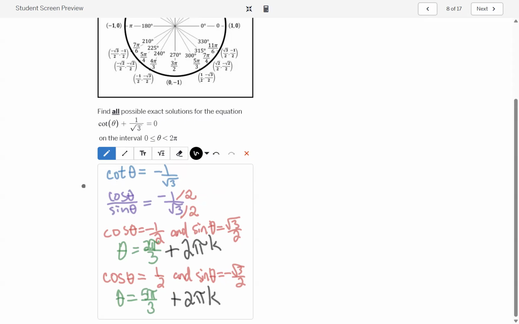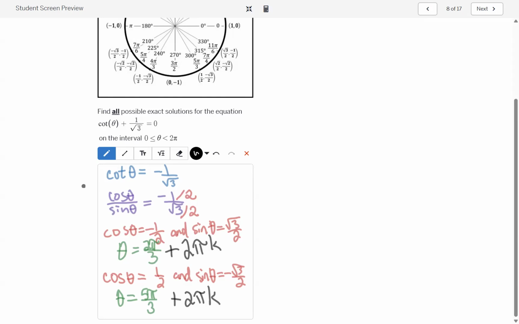So the particular solutions are just the solutions on the unit circle chart. The general solutions are the k formulas that would give me the full infinite list of answers to the equation. So if I plug in 2 pi over 3 and I figure out the cotangent of that, I'm going to get negative 1 over the square root of 3. And then I add that to positive 1 over the square root of 3, and it equals 0. If I plug in 5 pi over 3, same thing will happen. If I plug in an angle that's coterminal, I'll also get the same result.